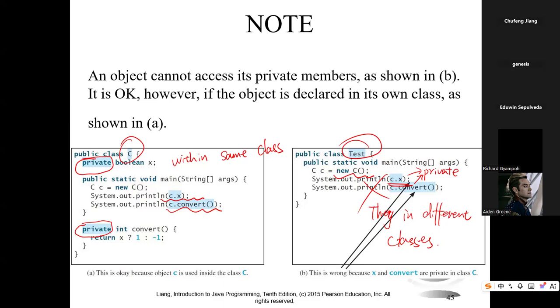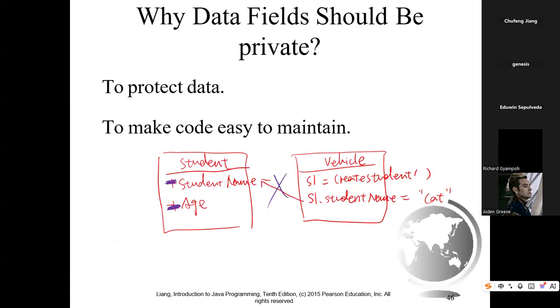And this is another example to demonstrate an object that cannot access its private members. We have discussed it in our previous course. We have also discussed why a data field should be private, because we want to protect some data, right? And we also want the code to be easily managed by the developer. Otherwise, if everything is public, every class can change the value of those public data and methods. It's not good.